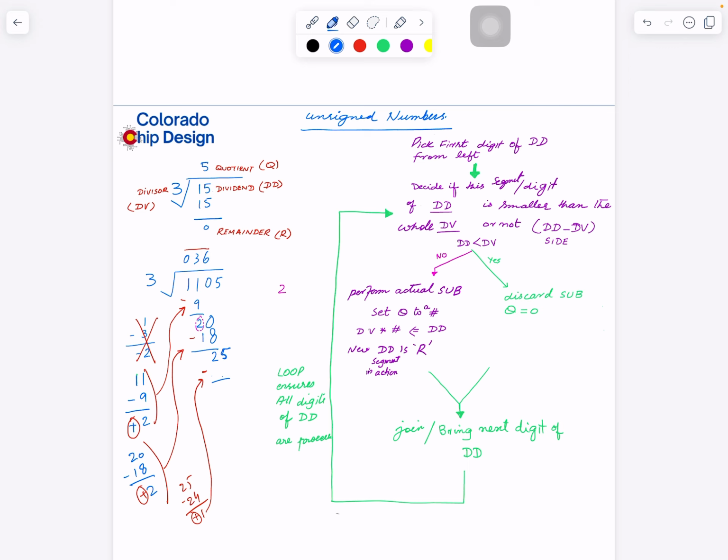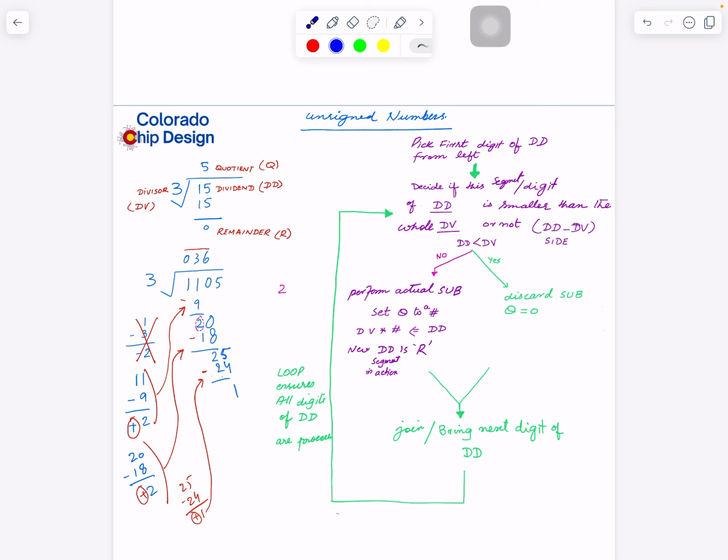So for 25, 3 times 8 is 24. 9 times is more than that. So it's again plus, again here. So doing the same thing, we do that subtraction and we bring the next digit. Now, actually I should have a function here to check, okay, is there any more dividend remaining? No, we went through 1105, everything is done, so we don't do it, we actually exit.